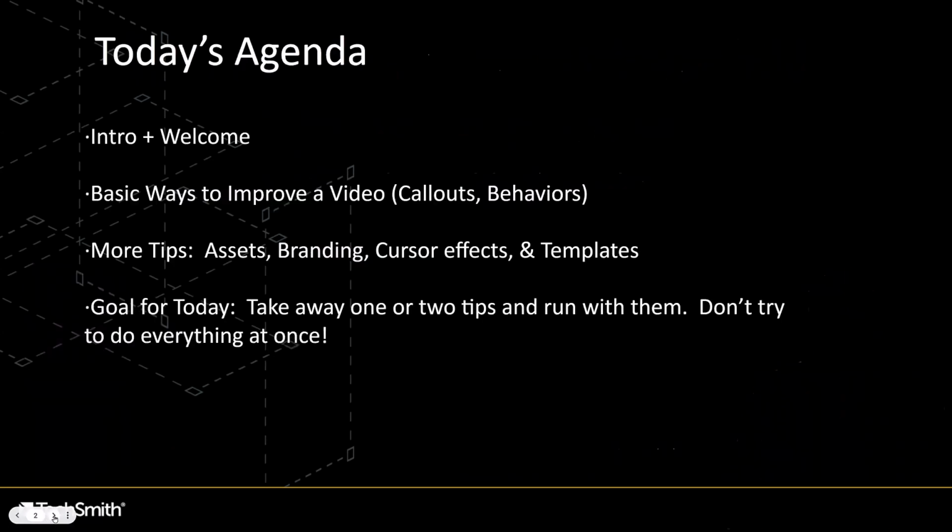Okay, perfect. So now that that's been said, let's go ahead and jump into our agenda. Jason will be covering this live in just a second, but we're going to be focusing on some basic ways to improve a video. Callouts, behaviors, some of those you might be familiar with, but we're going to start simple and build on the knowledge from there. So even if you've already experimented with callouts in Camtasia, you're still in the right place because you might learn a thing or two from our master trainer, Jason, showing us the ropes here. Then we'll keep moving forward. We're going to talk about assets, branding, cursor effects, templates, all kinds of things where we even have a quick segment at the end talking about video in Snagit.